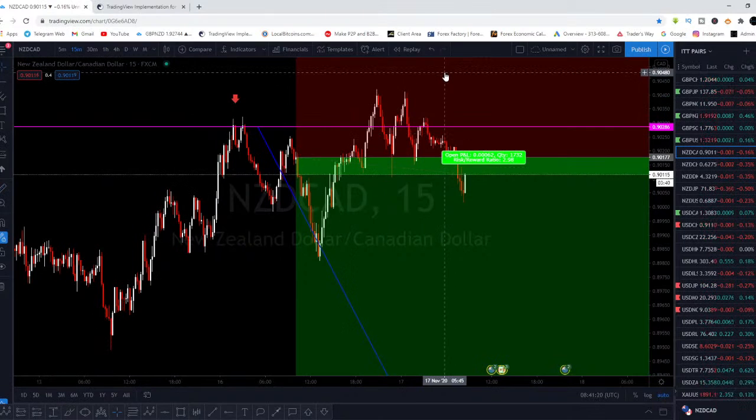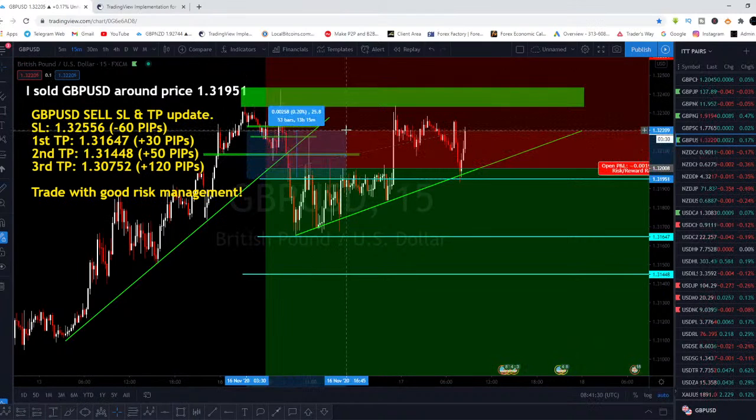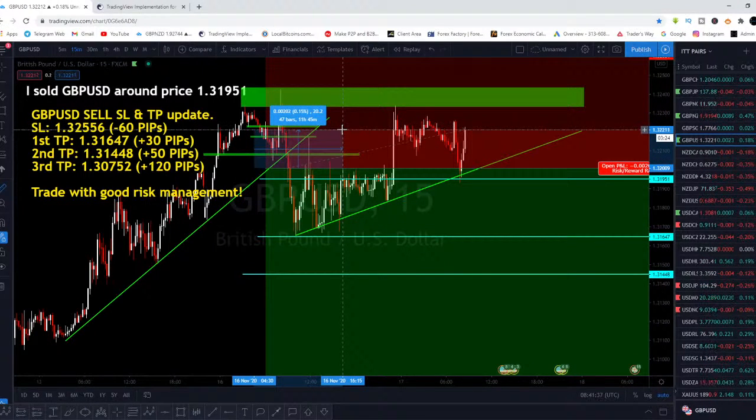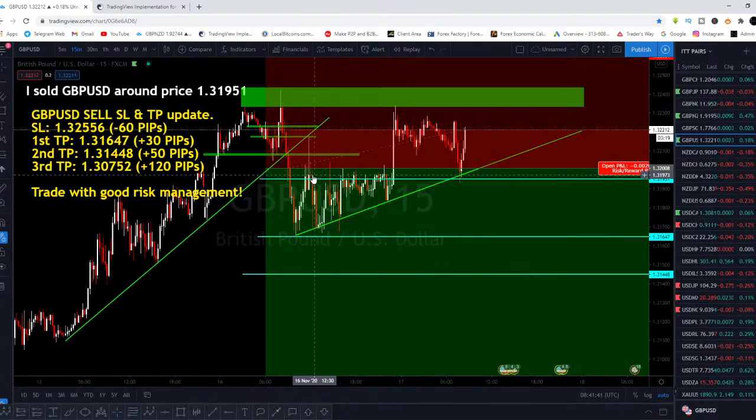And GBPUSD is still in drawdown of how many pips? If it is for me, I'm still in drawdown of about 25 pips. But for you guys that took it right here, you're still in drawdown of 20 pips, right? So there's about a 5 pips gap between my entry point and the official entry point that we took on this channel.